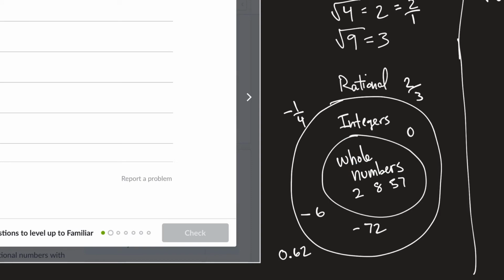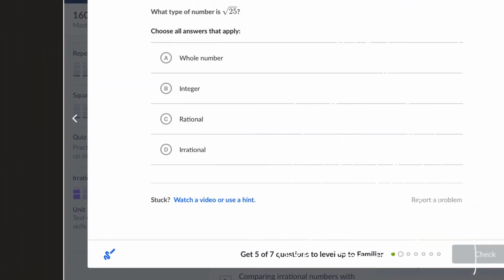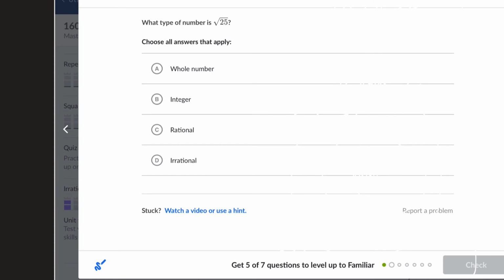And I will move this over now. So the square root of 25 is equal to 5. And 5 is, I said, a whole number. It's an integer and it's a rational number. So let's choose all those that apply. And I'll check that. Okay.